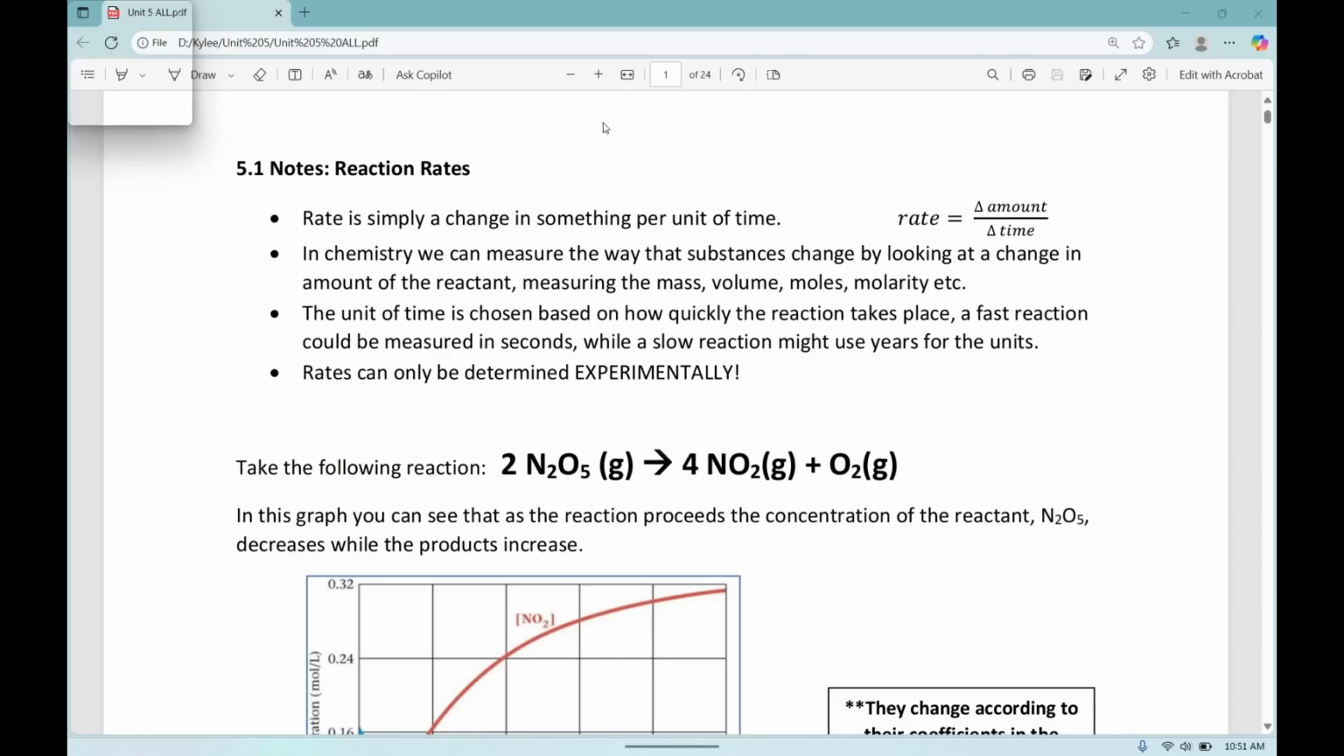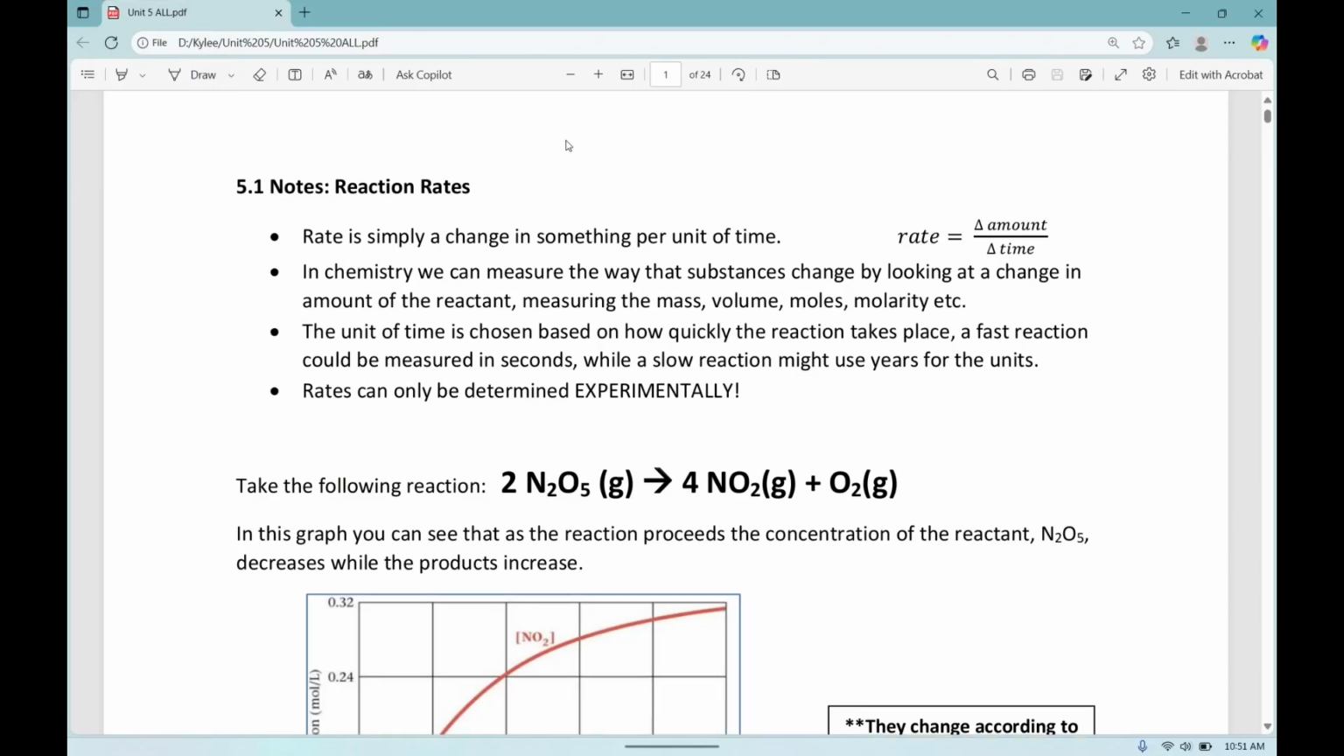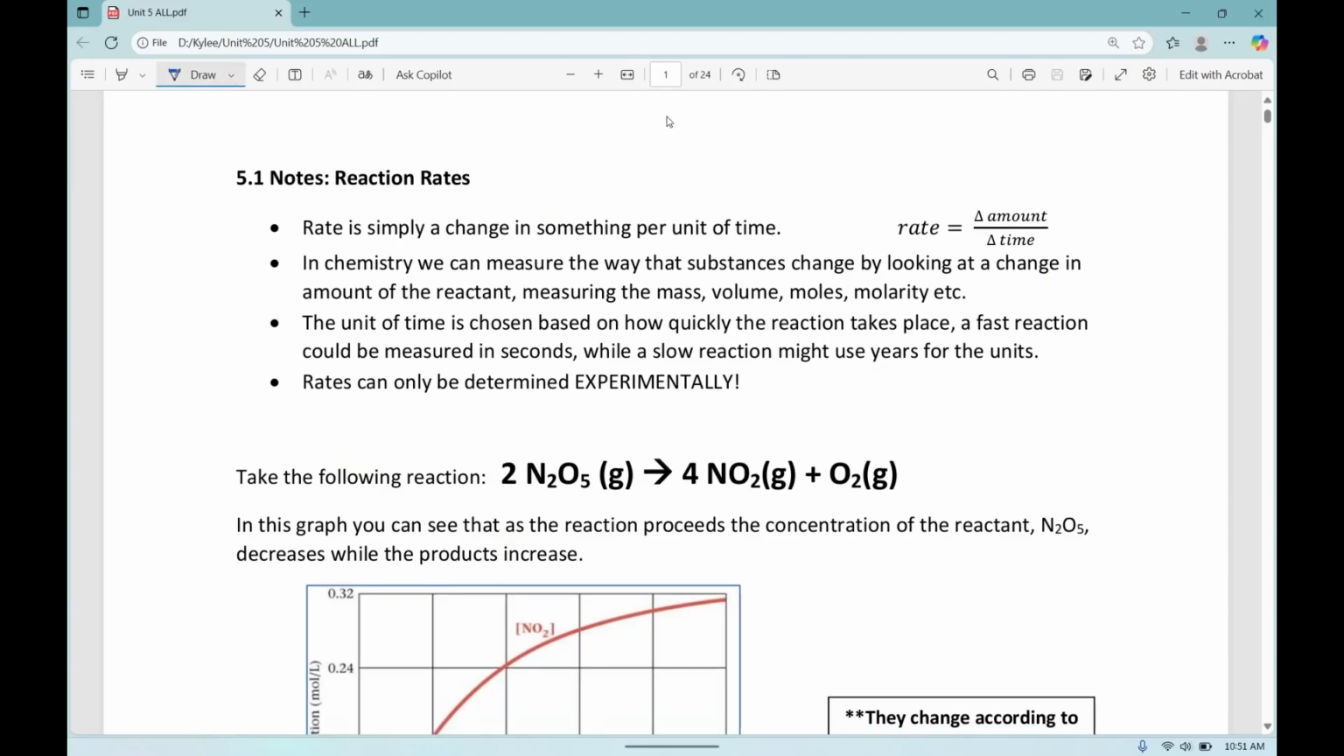It is on a topic in chemistry that we like to call kinetics. When we talk about kinetics, we are talking about how fast a reaction is happening. So in 5.1, we are introducing the concept of a rate. A rate is simply a change in something per unit time. When you drive in your car, your miles per hour is a rate. It's miles, change in distance, over a unit of time, hours.